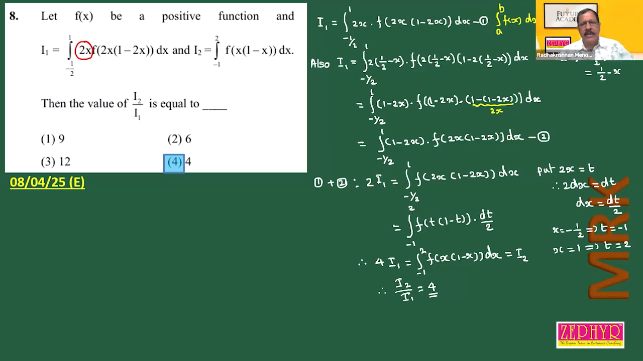വെൻ യു സീ ദ ക്വസ്റ്റ്യൻ, ഇമ്മീഡിയറ്റ്ലി എന്ത് വേണം? ഐ ഹാവ് മാർക്ക്ഡ് ഹിയർ 2x എലിമിനേറ്റ് ചെയ്യണം. To eliminate 2x, you have to use the property integral a to b f of x dx is equal to integral a to b f of a plus b minus x dx. സോ ഇതൊക്കെ നമ്മുടെ പ്രാക്ടീസ് കൊണ്ട് മാത്രമാണ് പെട്ടെന്ന് നമുക്ക് ഈ ഐഡിയ ഉപയോഗിക്കണം എന്ന് തോന്നുള്ളൂ. സോ ദാറ്റ് ഈസ് വെരി ഇമ്പോർട്ടൻറ്റ്. ഓക്കെ, അടുത്ത ചോദ്യം.